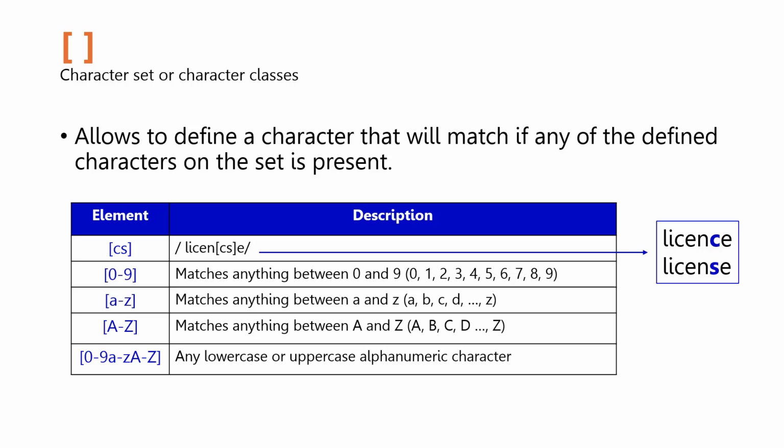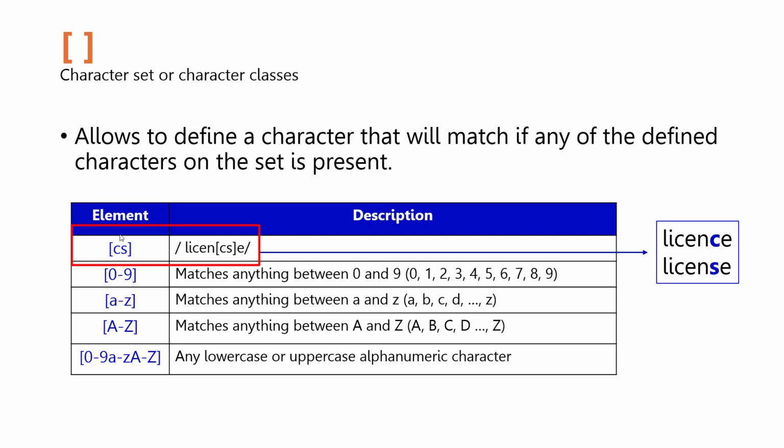In order to define the character class, we have to use square brackets, and within the square brackets we need to provide the pattern. Here is the starting example I have given you. Within the square braces there are the letters C and S. The meaning of this is that it will look for a pattern where the character C or S is present. If it is present, then it will match.